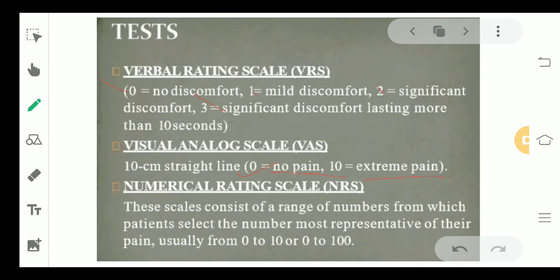If we come to the numerical rating system, then normally we will ask the patient to give a range of numbers, from which range he is having pain, from 0 to 10 or 0 to 100. So that in that way also the patient can tell you. If he is not exactly able to tell you the number, then he can tell you in this range also.